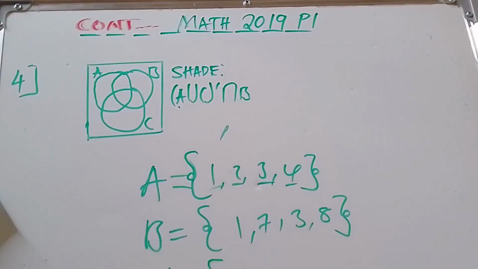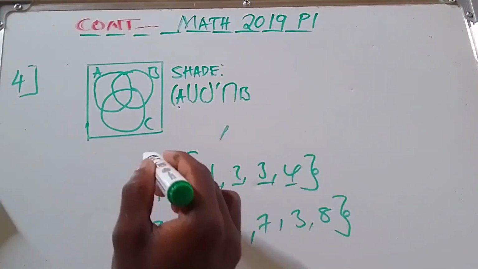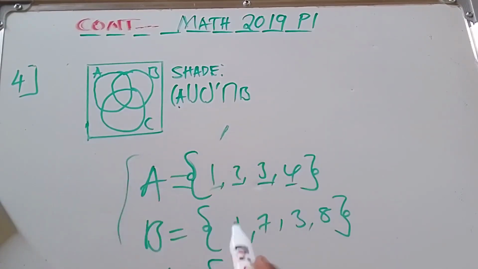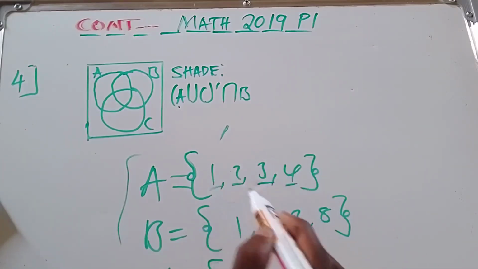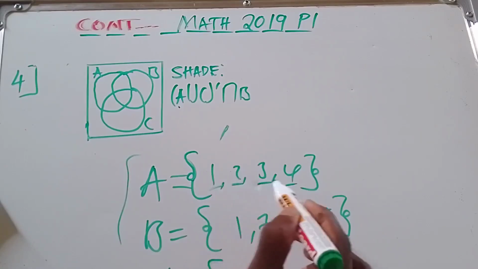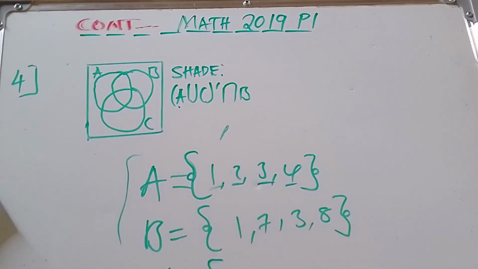So for us to write A complement, the union of these two sets is having all these elements. Now we are going to consider first A. We are going to consider the elements which are in A. So you have 1, 2, 3, and 4. So this complement means that we need to exclude these elements which are in A. I hope we're getting it.